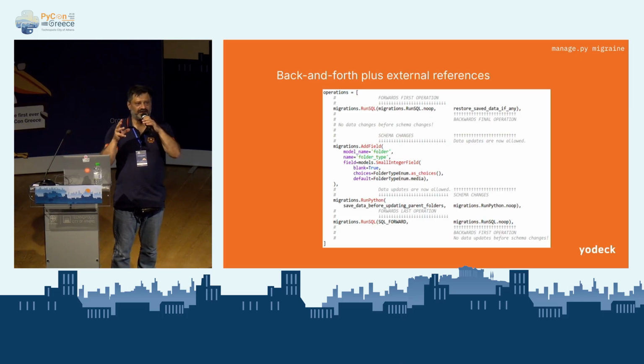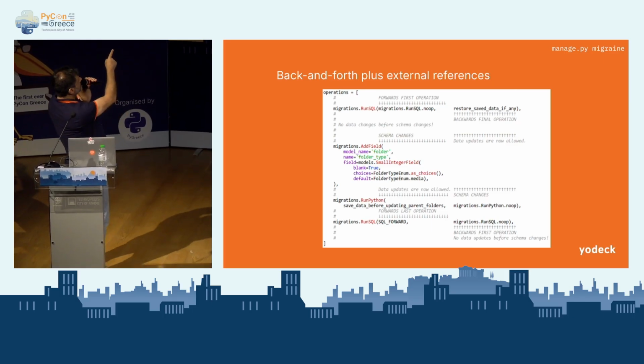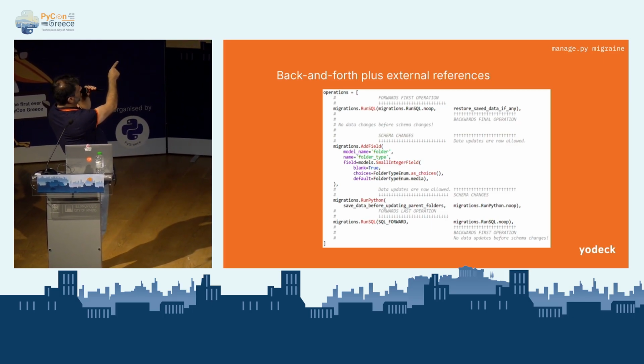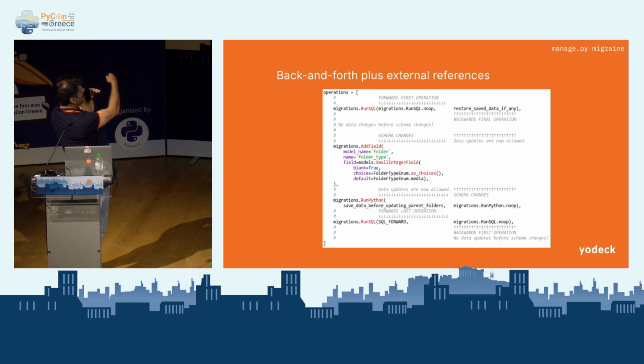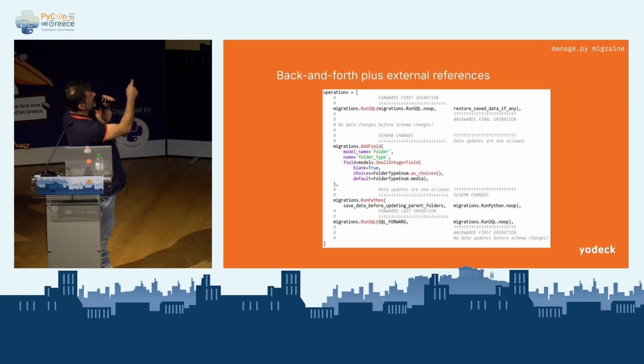You mark the interesting data in your migration. We have code that creates two functions. In this case, one function is called save data before updating parent folders, on the left and the bottom, and the top right is the restore save data, if any. This is an actual sample for one of our migrations, which also has the guidelines, because you have to keep in mind that when you move forward, the order of the operations is on the left. But when you go backwards, the order is reversed. You go from bottom to top.